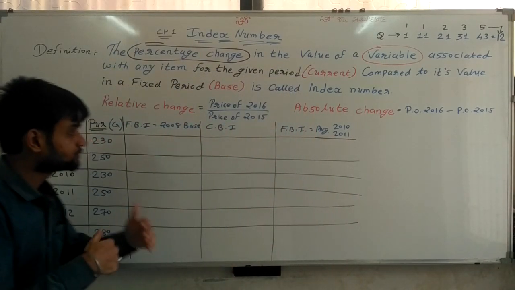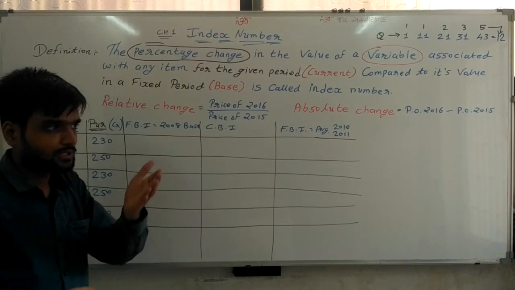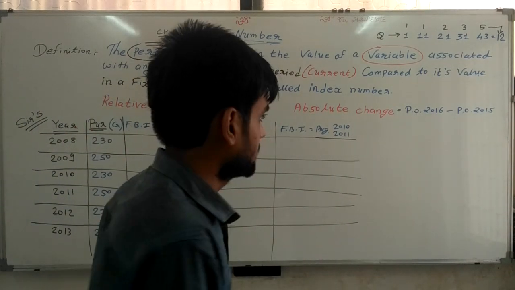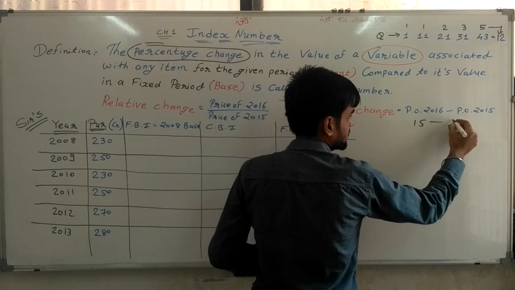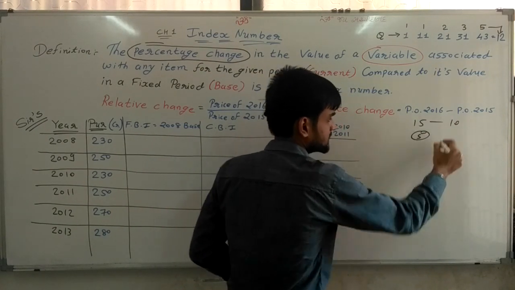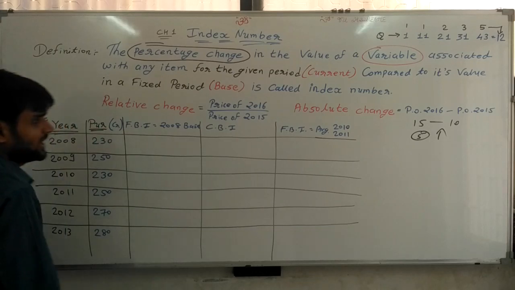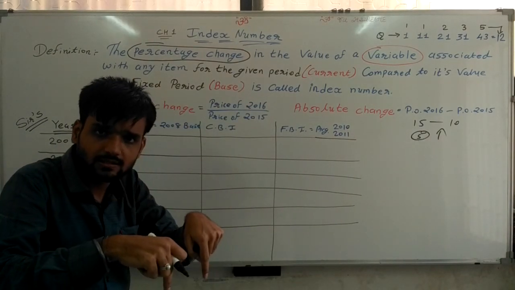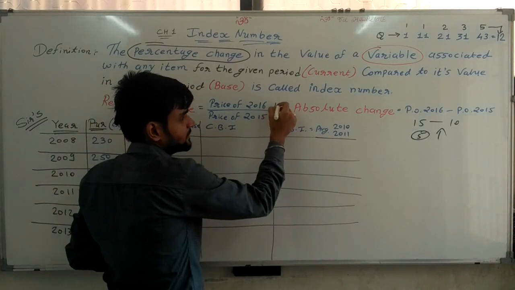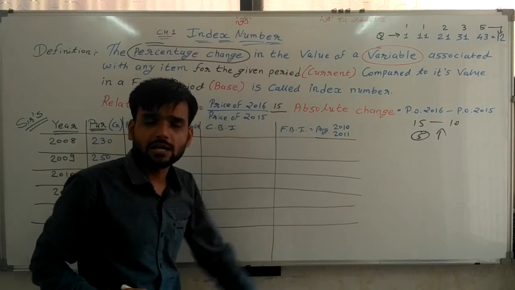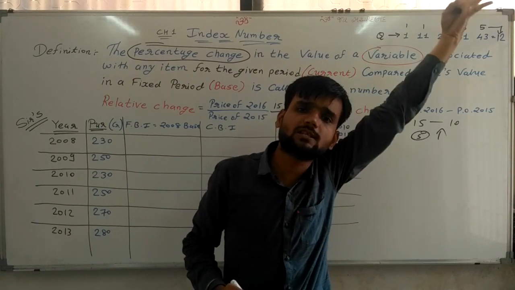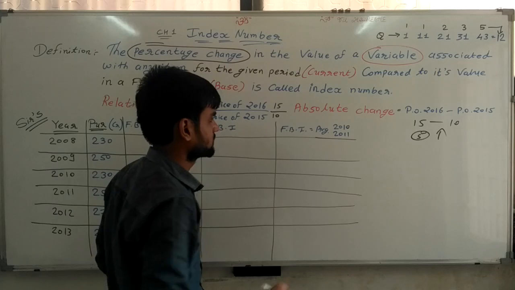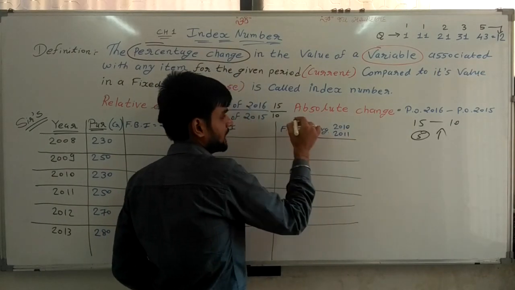Now going to relative changes. Suppose I am writing here 15 minus 10, 5 rupees increase. If I am considering relative changes, then the current year price, today its price is 15, divided by the base year price. What was the price? 10. Divide both. Sir, the answer is 1.5.